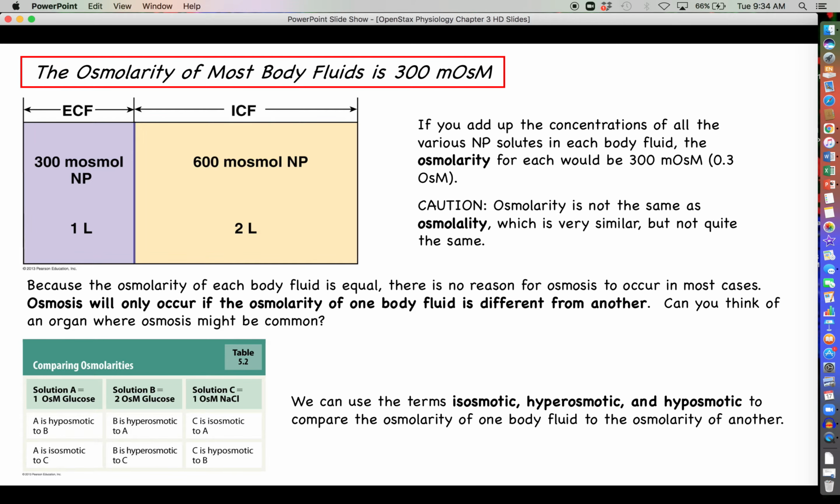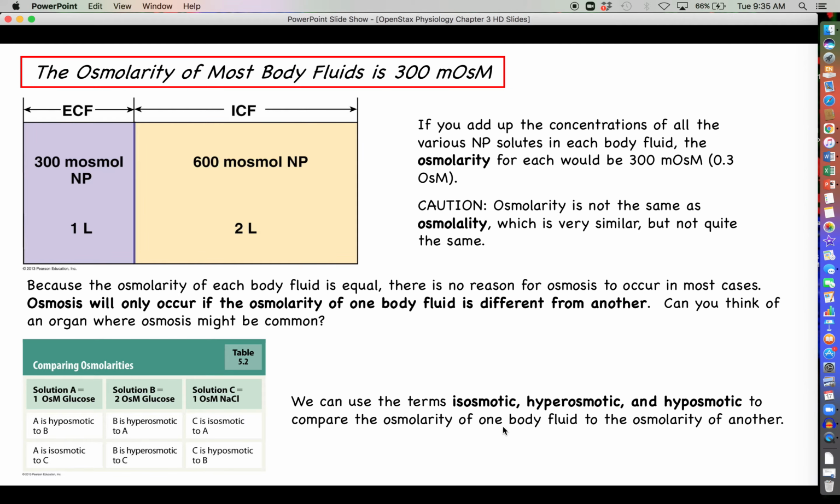Now, when we're dealing with osmolarity, as we have mentioned several times, it is all about comparing the osmolarity of two different fluids, of two different solutions. So to help with these comparisons, we actually have three terms that we are going to learn about now to indicate the relative osmolarities of each solution. So look at this table for right now. We've got three different solutions that we are dealing with. Solution A contains 1 osmolar glucose, solution B contains 2 osmolar glucose, and solution C contains 1 osmolar sodium chloride.